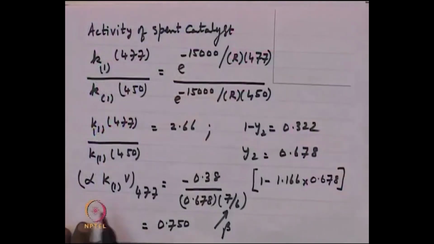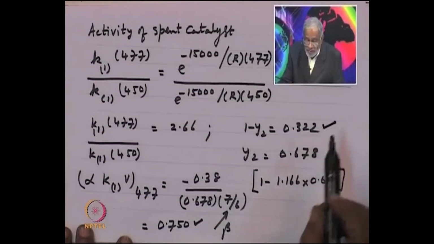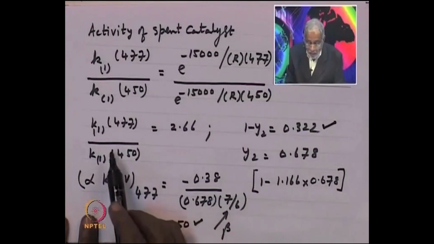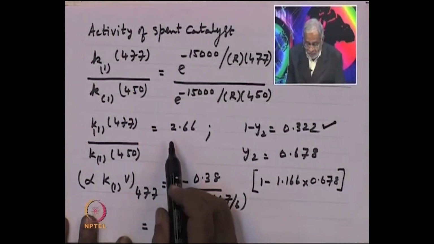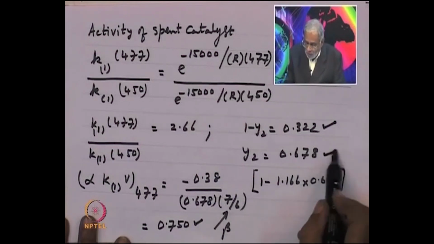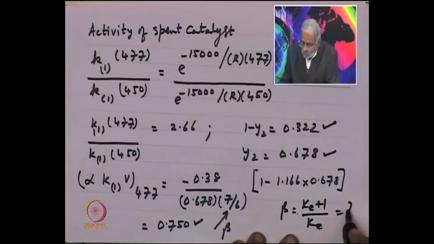Similarly, we can do it for the spent catalyst, data is also given. When you do the same thing for the spent catalyst, we find the value for alpha K1 V at 477 turns out to be 0.750, because Y2 is 0.322, which is given, and then this value of beta, where are the beta values? The beta value I have calculated from the data given. Accordingly, we find that Y2 is 0.678, I have not given the detail here, and beta is Ke plus 1 by Ke, which is beta at 477, and it turns out to be 7 by 6.